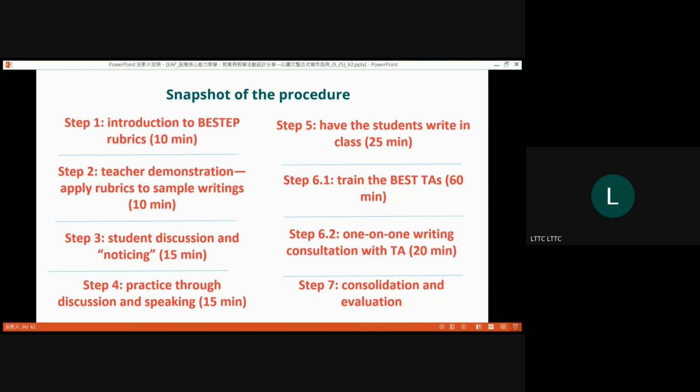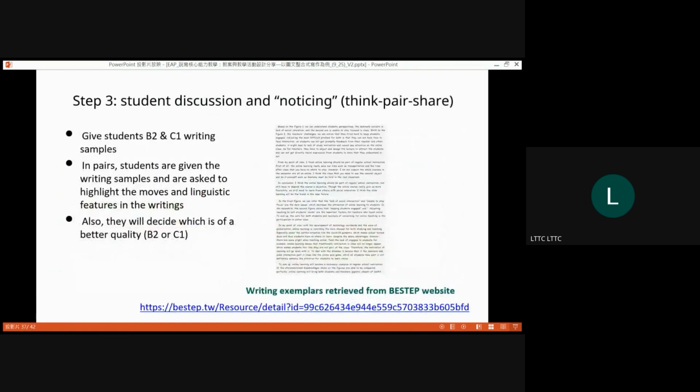And the next step is, of course, I have them write in class. And luckily, I do have TAs because of the budget from the 2030 BEST project from the MOE. I have to train the TAs first, going through the same process. They have to know how to use the rubrics to give feedback to the students. And then the students become autonomous learners. They will have to find a TA to schedule a 20-minute one-on-one writing consultation. And the last period will be the last phase.